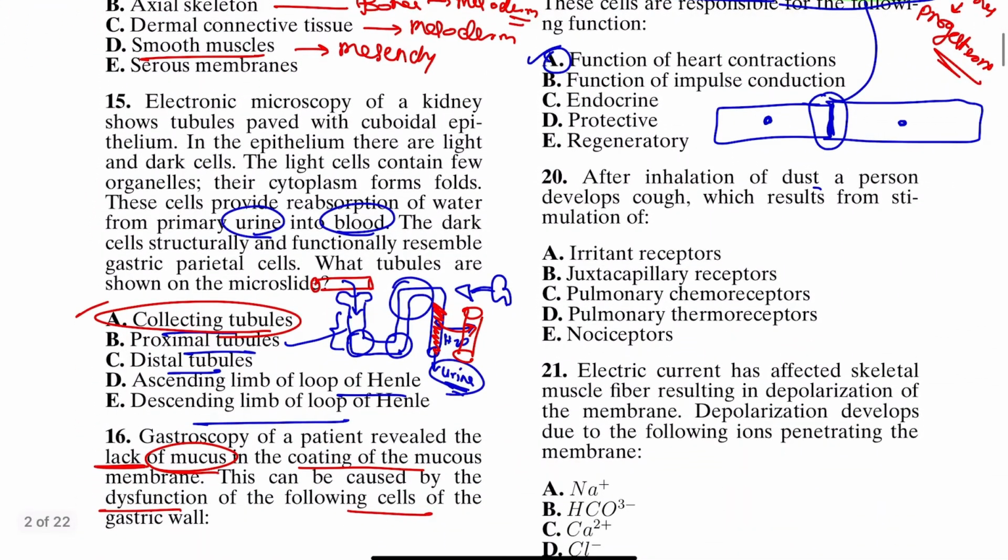Here we see after inhalation of dust, a person develops cough. So we have in our lungs irritant receptors that, whenever there is dust, the person will cough.